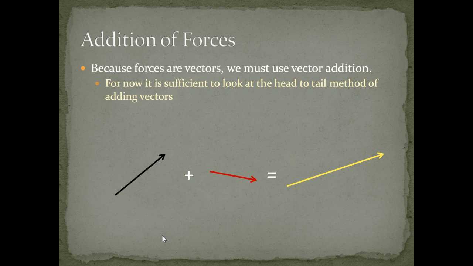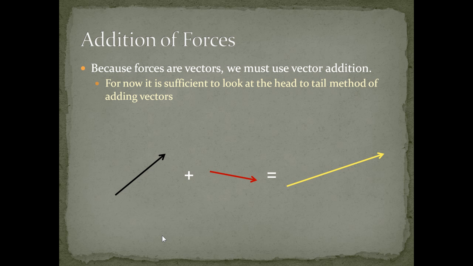So let's talk about this idea of net force. Now, forces are vectors, and so we have to use vector addition whenever we start talking about net forces. Net force is just the sum of the vectors, or it's the sum of the forces all added together. For now, it's sufficient to look at the head-to-tail method for adding the vectors, and we will do that now, and then later on we will talk about the mathematical vector addition that we've talked about before.